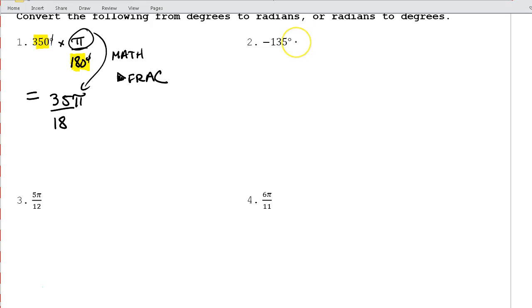Alright, then for the next one, we're going to multiply by pi over 180. Again, the degrees are going to cancel out. On our calculator, we're just going to do 135 divided by 180, negative.